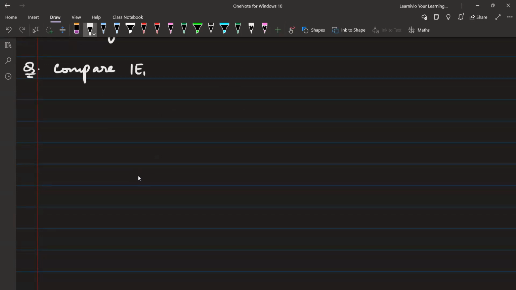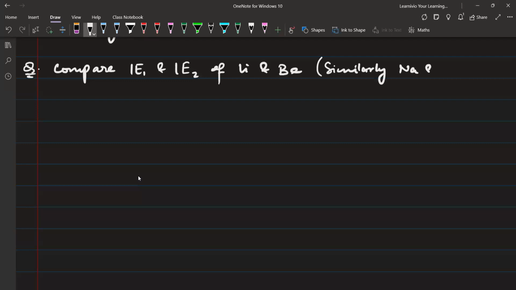Compare first ionization enthalpy and second ionization enthalpy of lithium and beryllium. Similarly, sodium and magnesium will also have a similar case. So for first ionization enthalpy of lithium, I have to go from lithium to lithium positive.